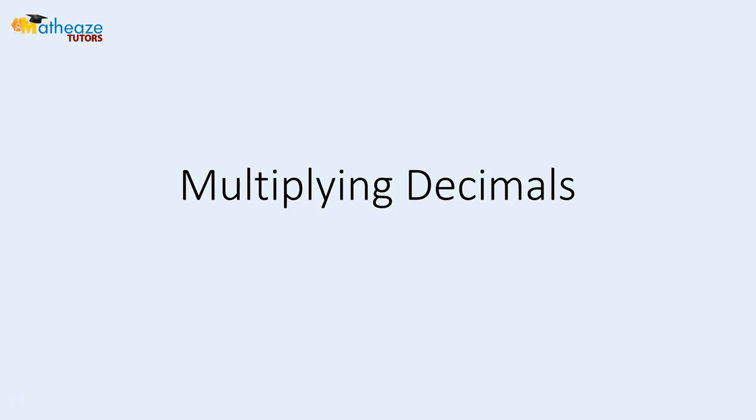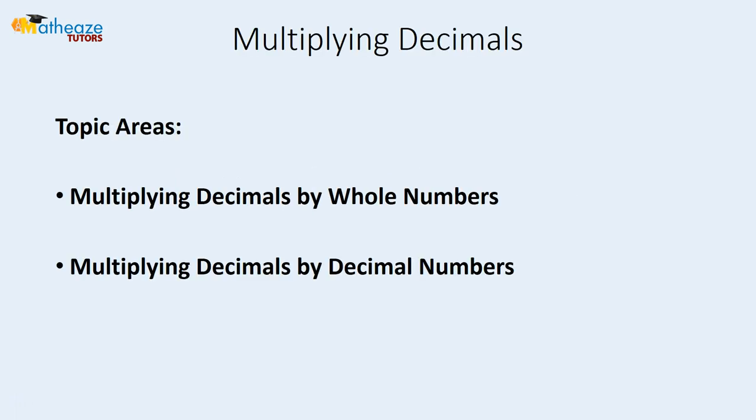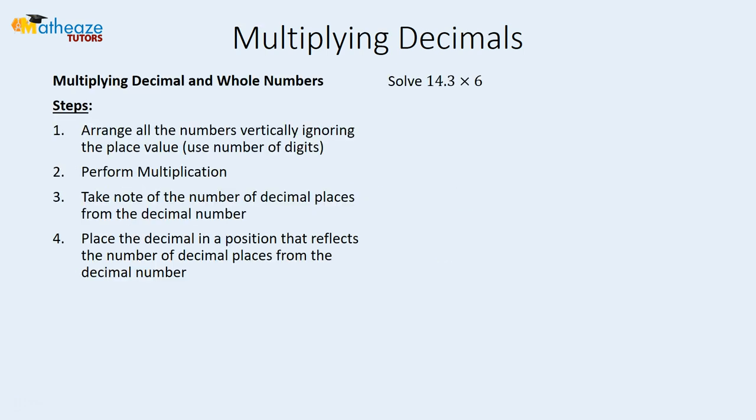In this lesson, we're going to look at multiplying decimals. We're going to look at multiplying decimals by whole numbers and then multiplying decimals by other decimal numbers. What we're going to do here is, as we deal with multiplying decimals, we're just going to arrange the numbers ignoring the decimal place.